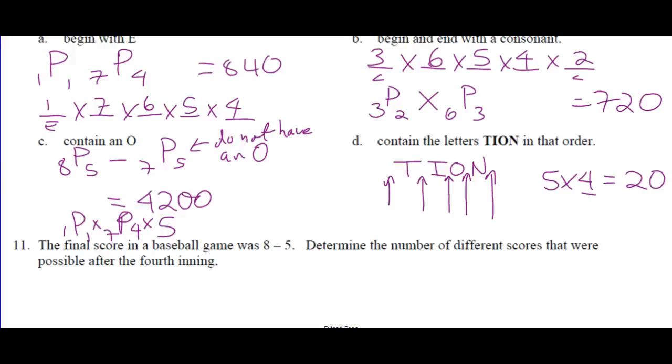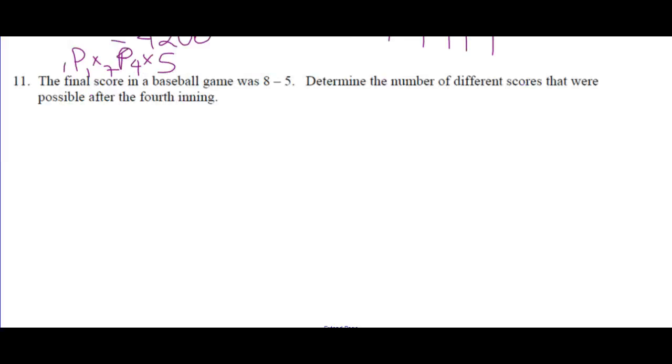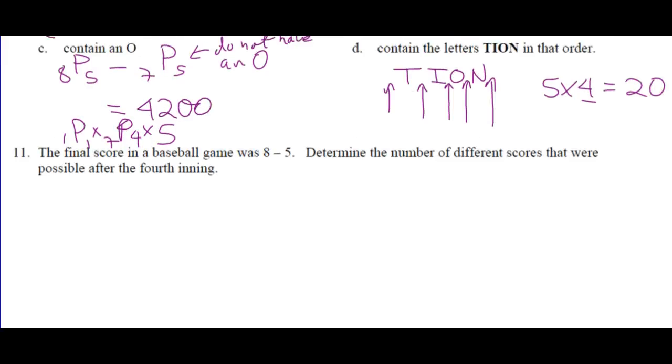The final score in a baseball game was 8-5. Determine the number of different scores that were possible after the 4th inning. Okay, so let's say we got Team A and Team B. And Team A is going to score 8 runs. After the 4th inning, how many runs might they have scored? Could they have scored no runs? Final score is 8-5. We're just in the middle of the game. Could you have no runs in the middle of the game? Yeah. Why not? Just says final score.